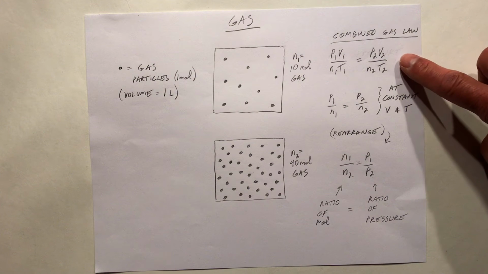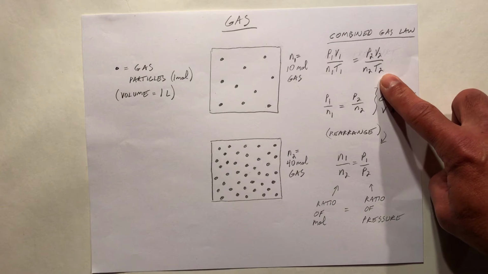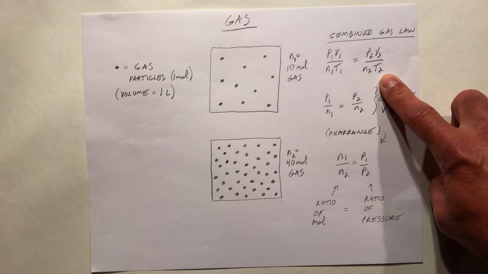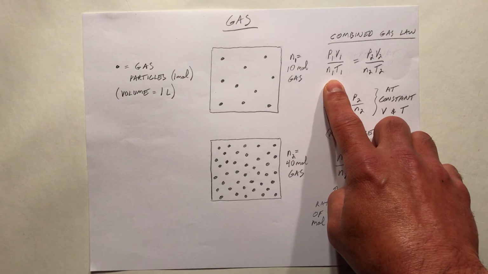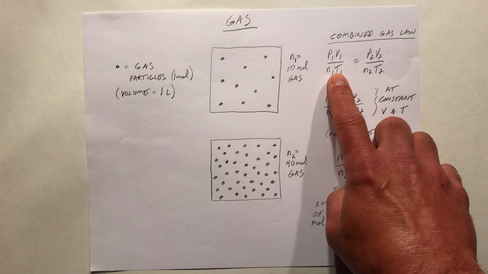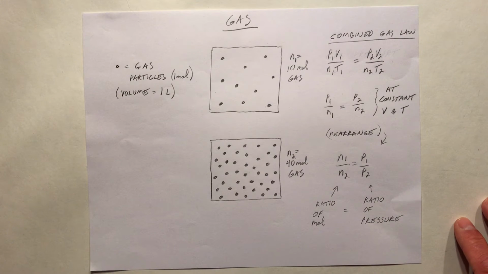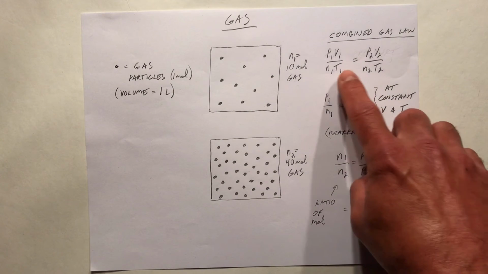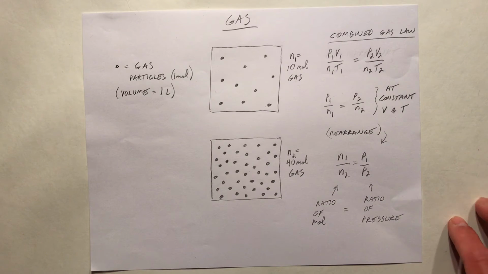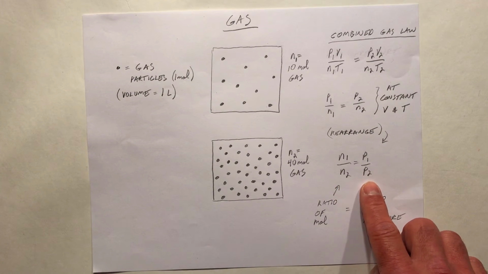Consider the combined gas law. It says P1 times V1 over N1 times T1 is equal to P2 V2 divided by N2 T2. So the pressure P, volume V, number of moles N, and temperature T relate to each other from situation 1 to situation 2 according to this equation. Now we can simplify the equation. If we have a constant volume and a constant temperature, they would cancel out from either side of the equation, and we would get P1 over N1 equals P2 over N2. We can rearrange that so that it becomes N1 over N2 equals P1 over P2.